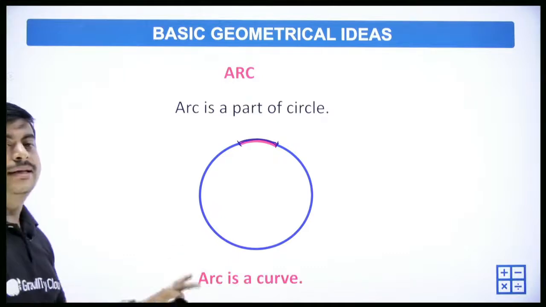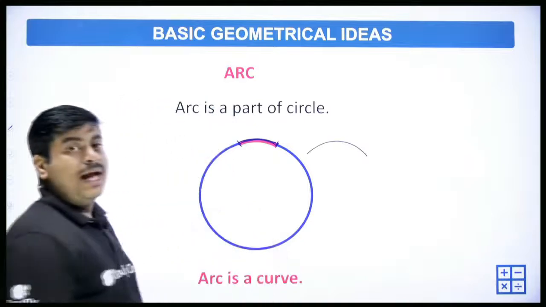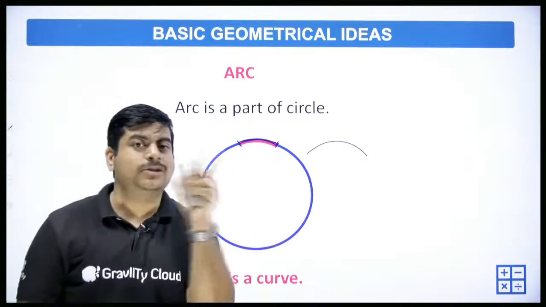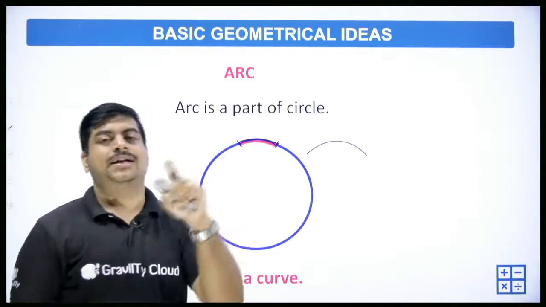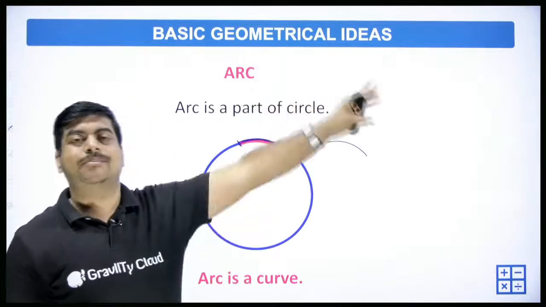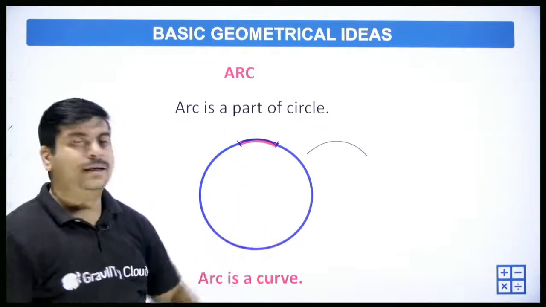Okay. Arc is a curve. Radius is not a curve. Diameter is not a curve. Chord is not a curve. But arc is a curve. All those are line segments. Right? But arc is a curve.